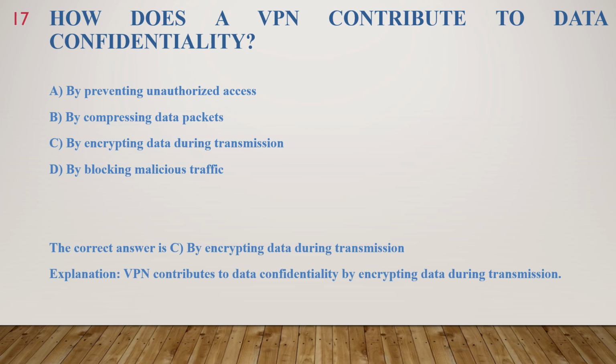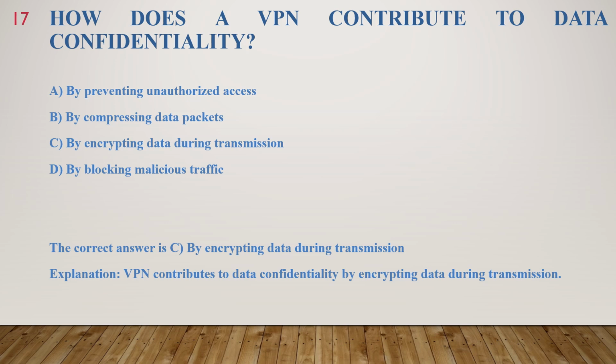Here's why. Preventing unauthorized access. While VPNs might offer features like access control to specific devices, their core function for confidentiality doesn't directly involve blocking access. Compressing data packets. While some VPNs might offer data compression as an additional feature, it doesn't directly contribute to confidentiality. Encrypting data during transmission.